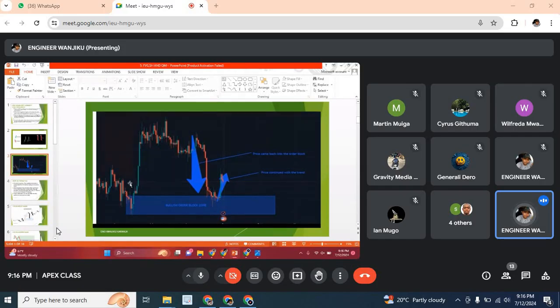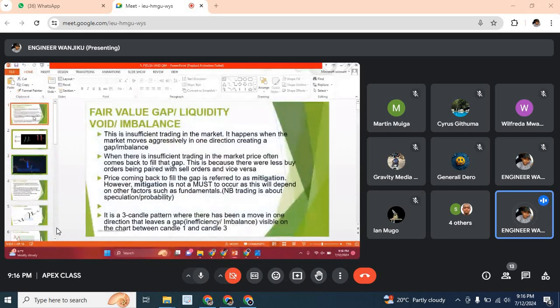So basically, this is what you call an FVG. So what is an FVG? This is insufficient trading in the market. So what do I mean by sufficient? Remember, the market is made up of sellers and buyers, so the sellers must equal the buyers. If this is not met, then insufficient trading in the market occurs.